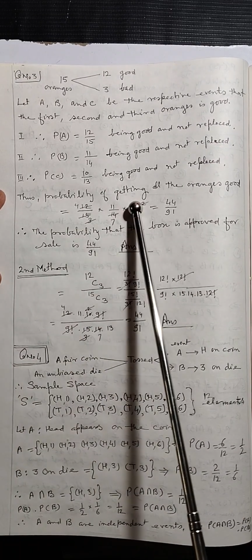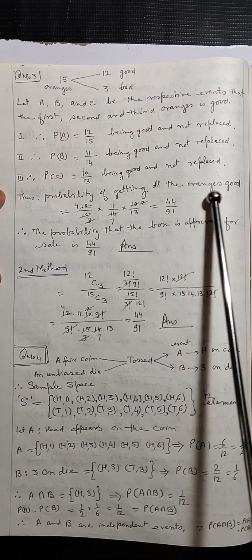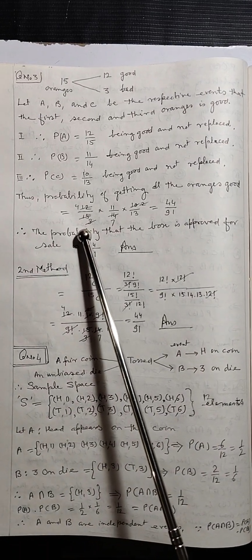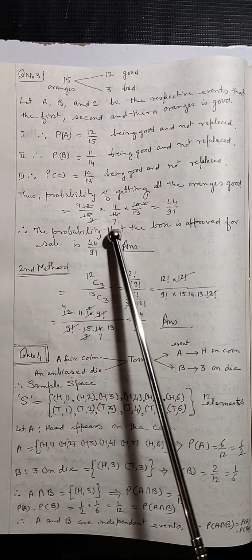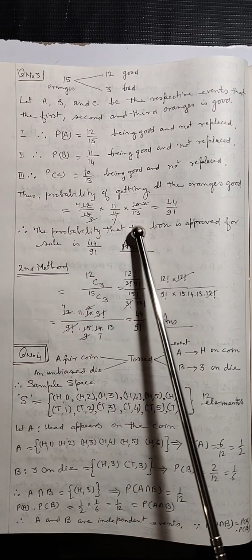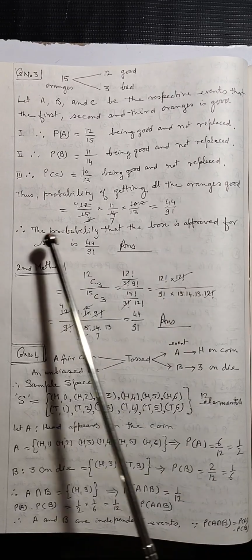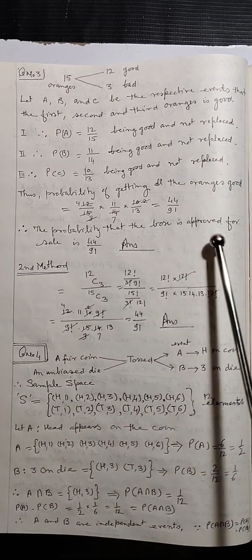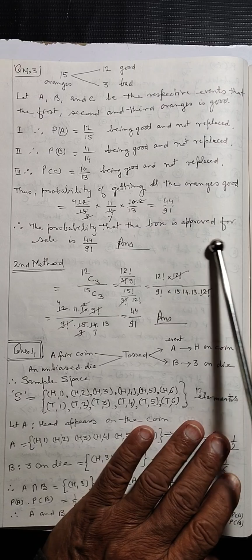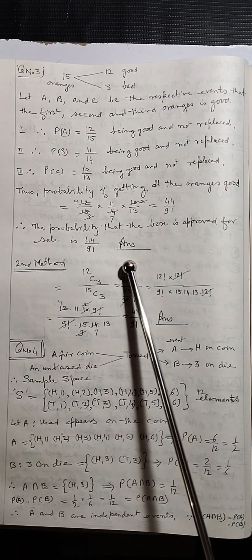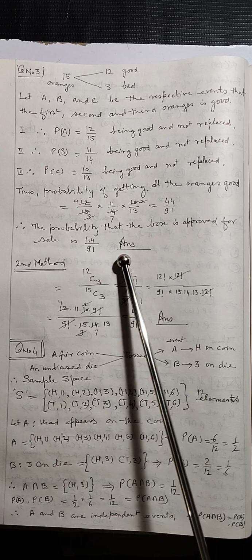Thus, the probability of getting all the oranges good will be equal to 12 upon 15 into 11 by 14 into 10 by 13. If we solve it, we will get 44 by 91. Therefore, the probability that the box is approved for sale is 44 by 91. This is the required answer of question number 3.